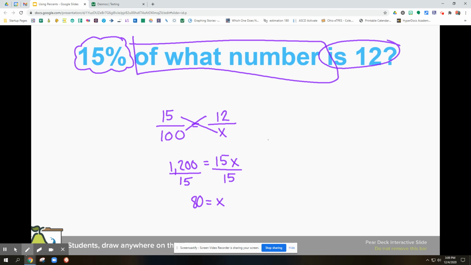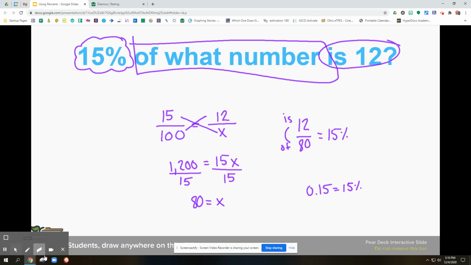So what I am claiming is that 12 over 80 is equal to 15%, because I'm saying that 12 is 15% of 80. Well, let me try that. I'm going to put 12 divided by 80 into my calculator. I get 0.15, which I know is equal to 15%.